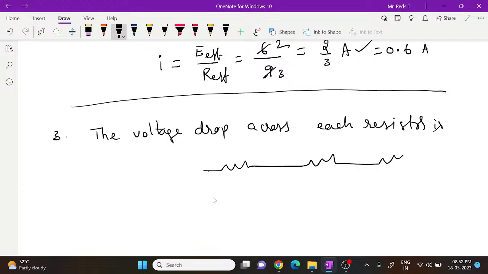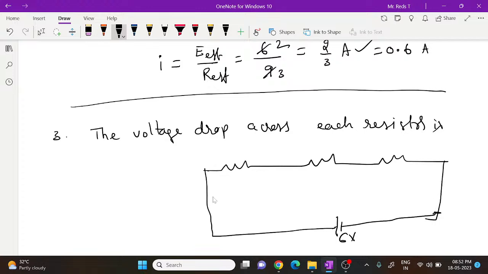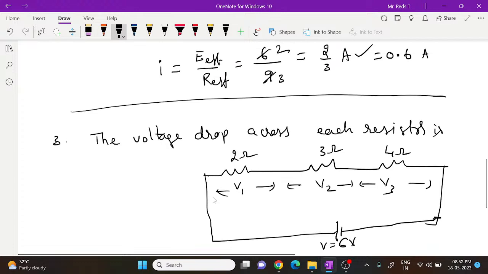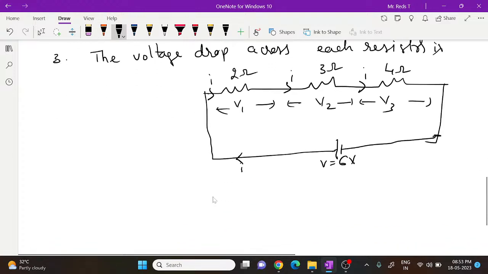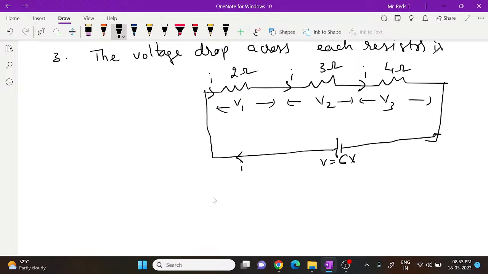R1, R2, R3 connected to a battery of potential difference 6 volts. It's 2 ohm, 3 ohm, 4 ohm. So let us say this potential is V, and the drops across these are V1, V2, V3. So the sum of these potentials should be equal to V. That's what you have to keep in mind. From Ohm's law, if current I is drawn here, the same I is flowing through each resistor.